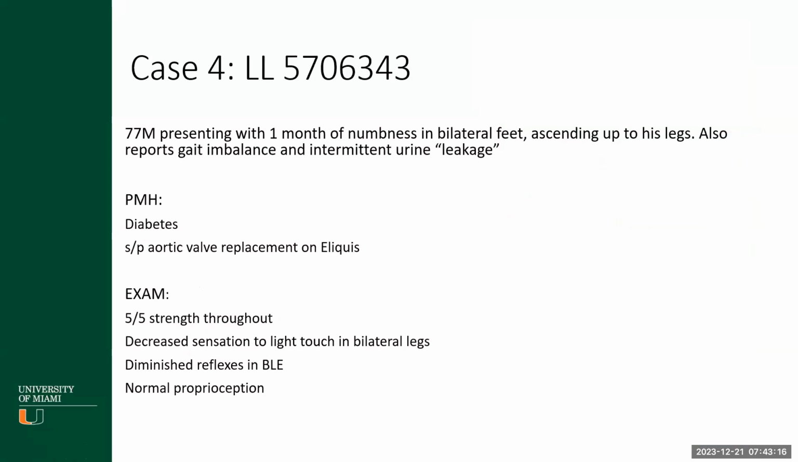77-year-old male. He has 1 month of numbness in the bilateral feet, ascending up his legs. He also has gait imbalance and intermittent urine leakage. He's got a history of diabetes, aortic valve replacement on Eliquis. And then on exam, he's 5 out of 5 strength throughout, decreased sensation to touch in his legs, decreased reflexes bilaterally in his legs, and normal proprioception. Perfect.